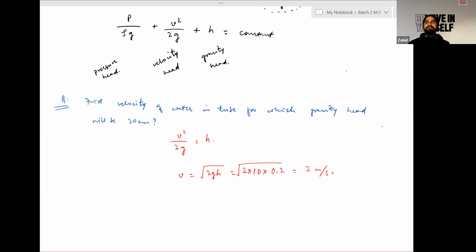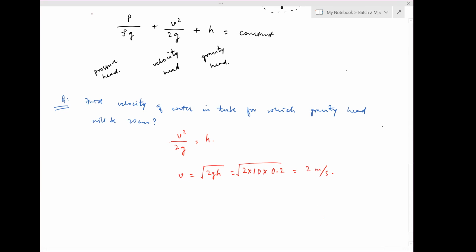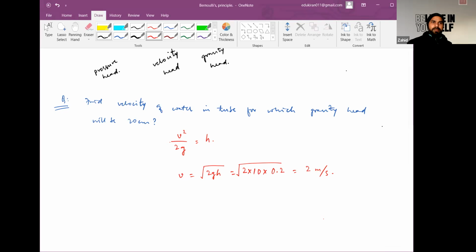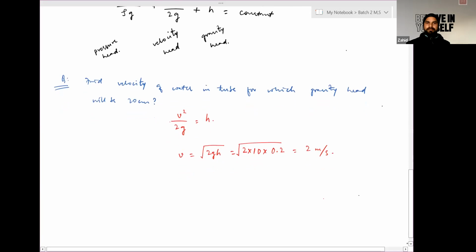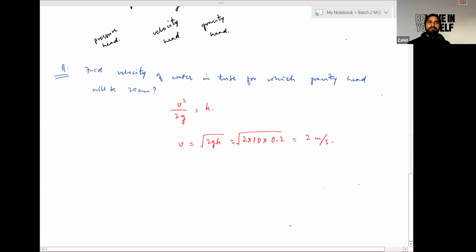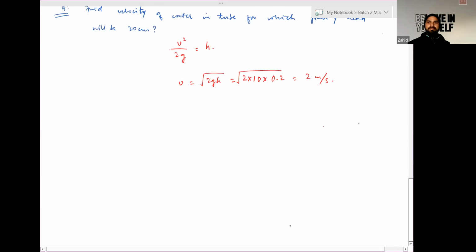Samira, yes, sir. Krishna, any doubt? No, sir. Okay. Now there is various application of this particular Bernoulli's principle. First is Magnus effect.